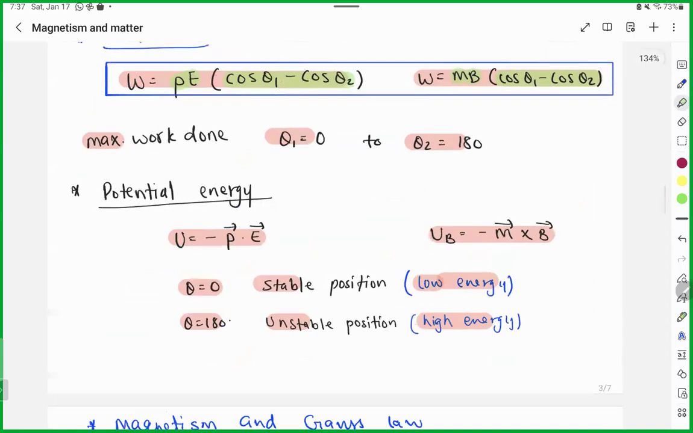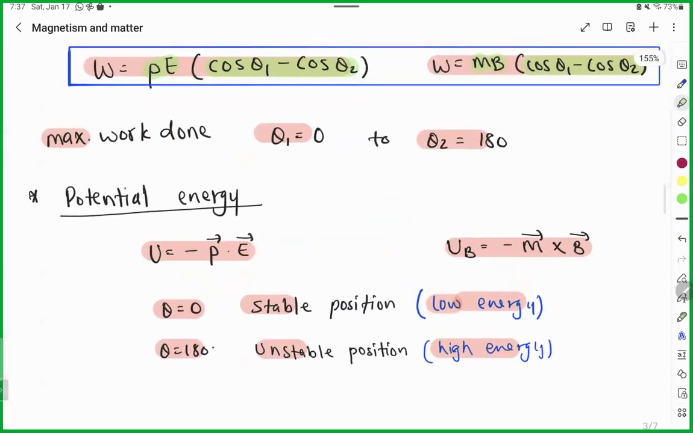Next, potential energy. In electrostatics, potential energy is minus P dot E, and for the magnetic field, potential energy is minus M dot B. Same thing. If theta is zero, it is stable equilibrium and lowest energy. Energy minimum, maximum stability. Energy maximum, minimum stability.